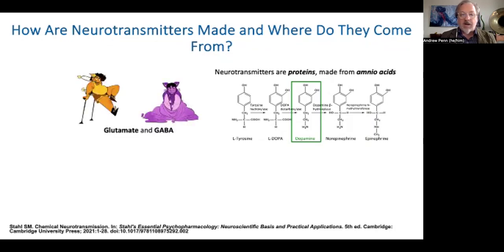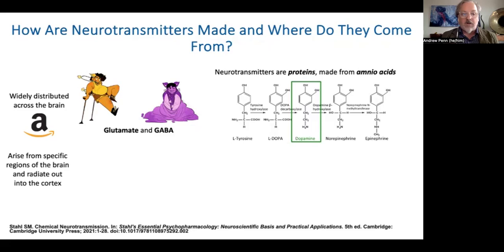Now, GABA and glutamate, as we talked about last week, are widely distributed through the brain. They're like those Amazon distribution centers, which allow you to get your goods later today or tomorrow, because somewhere nearby your house is probably an Amazon distribution center, which means things can get to you fairly quickly. GABA and glutamate, similarly, are widely distributed throughout the brain. Other neurotransmitters, however, are made in specific localized areas and then radiate out through the cortex. So they're more like Temu: when you order something from Temu, it's coming all the way from China. It's got a long way to go. It might be a few weeks before you get it, because it's coming from a long distance.